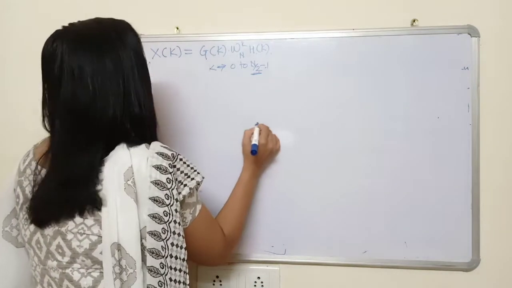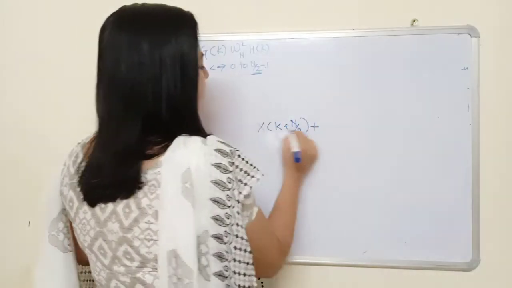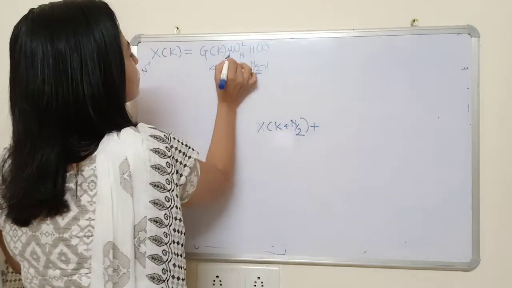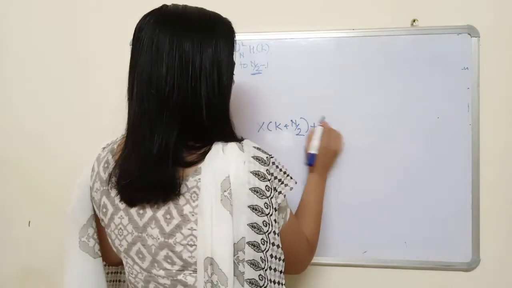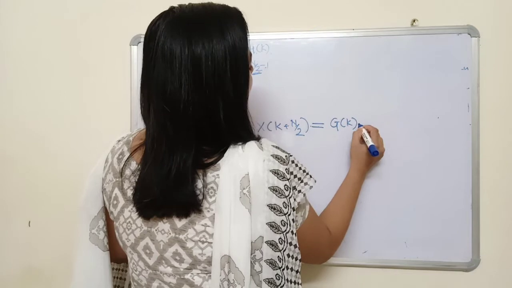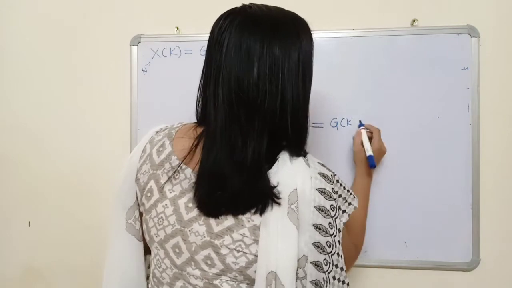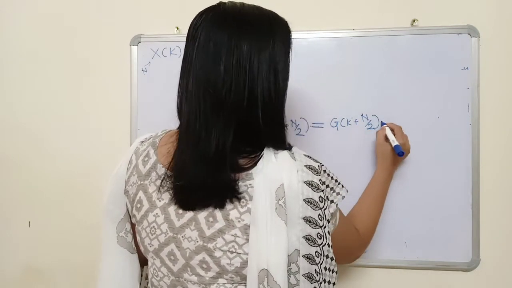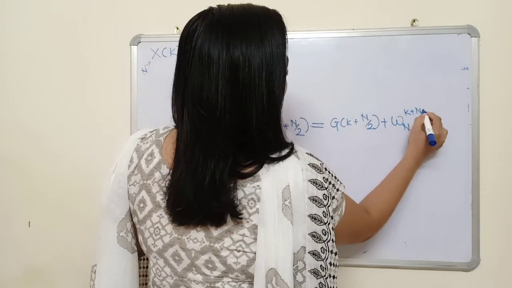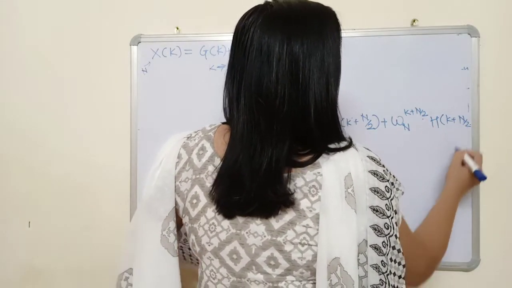For the next points, we can add x of k plus n by 2. Add n by 2 to k everywhere. So here the plus sign is there, is equal to g of k. Now, sorry, I have to add n by 2 to this. N by 2 plus this formula, W_N^(k + n by 2) h of k plus n by 2.